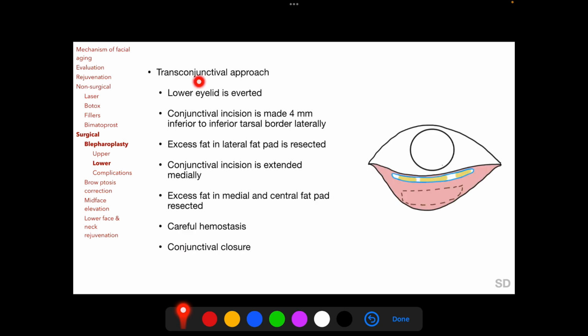In the transconjunctival approach to lower eyelid blepharoplasty, the lower eyelid is first everted. A conjunctival incision is made in the lateral portion of the conjunctiva 4 mm inferior to the inferior tarsal border. Excess fat in the lateral fat pad is resected, and then the conjunctival incision is extended medially, and excess fat in the medial and central fat pads is resected. The conjunctiva is then closed, and careful hemostasis needs to be maintained during fat removal as mentioned previously.